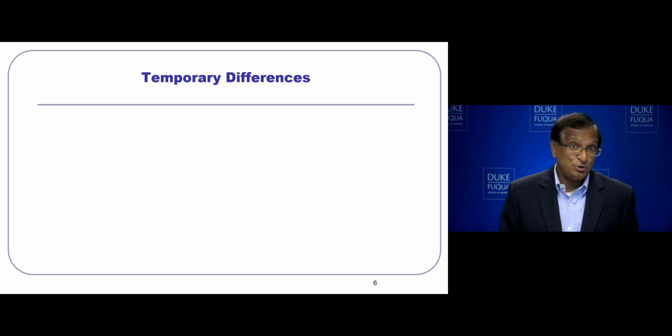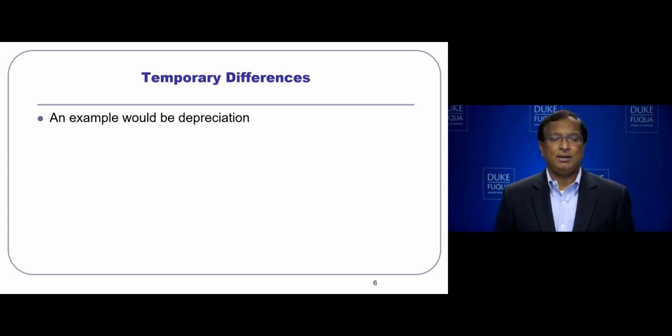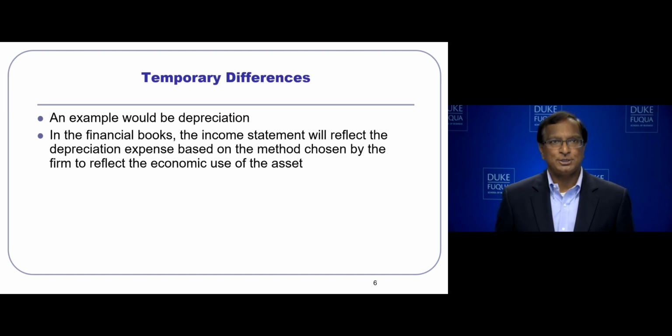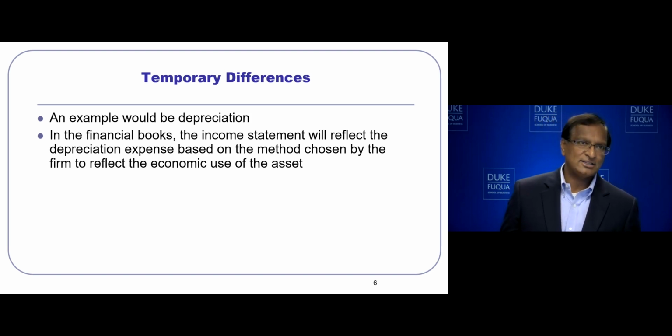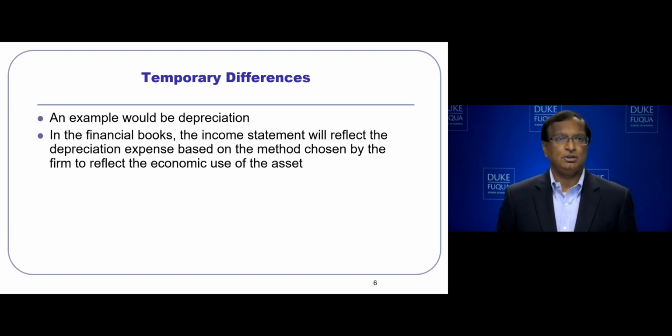The next type, as you would have guessed, is a temporary difference. And let's illustrate with an example here as well. An example would be depreciation. In the financial statements, the income statement will reflect the depreciation expense based on the method chosen by the firm to reflect the economic use of the asset. For example, it could be straight line depreciation or an accelerated method to reflect the economic use.